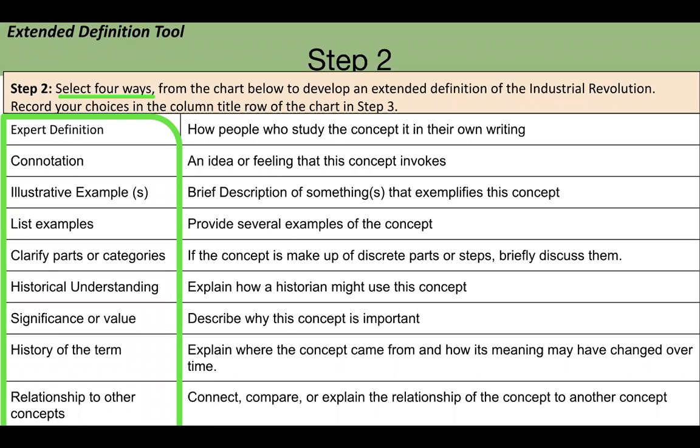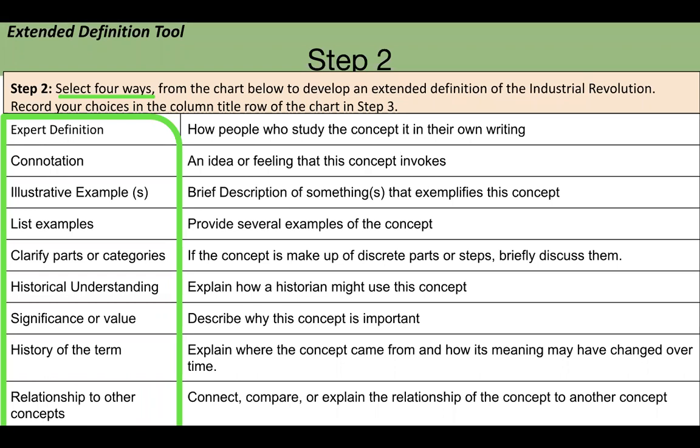Or maybe the sources you have give you illustrative examples. These will be brief descriptions, paraphrased into your own words, of what exemplifies this concept. You could have a list of examples as well, where you give several examples of your concept, or potentially you're going to put things together in categories so that you could briefly discuss how things come together. You could talk about the historical understanding. How would a historian who uses this concept or term use it, and in what context?